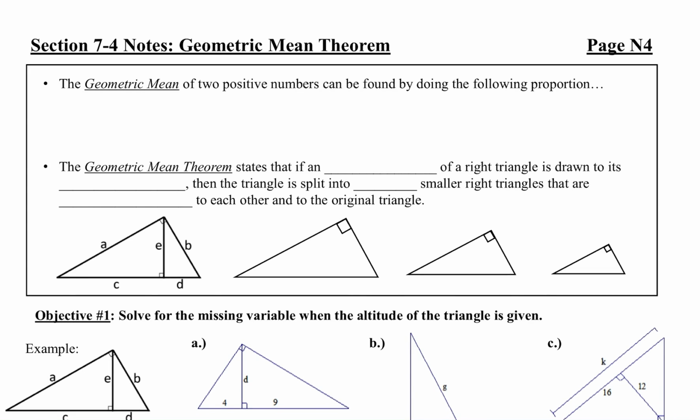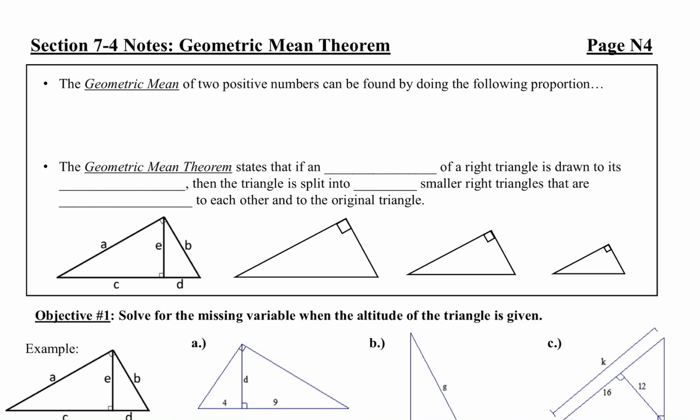Hello everyone and welcome to the fourth page of our notes. Today we're going to be talking about the geometric mean theorem. So a geometric mean is going to be representing a proportion, just like we've kind of been talking about. But specifically it's a proportion that has two positive numbers doing something very specific.